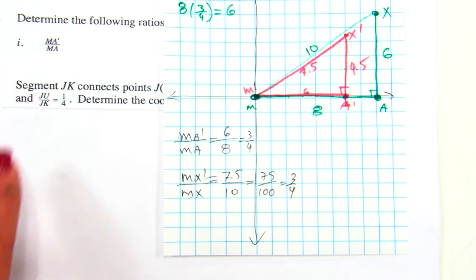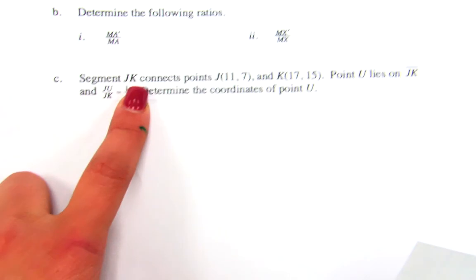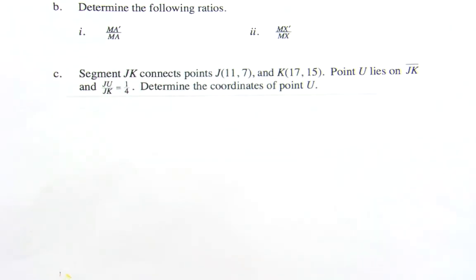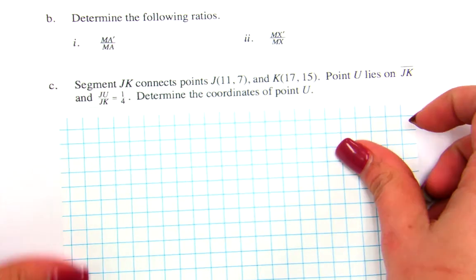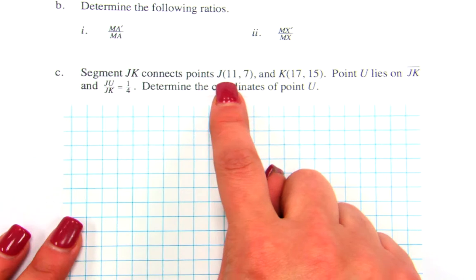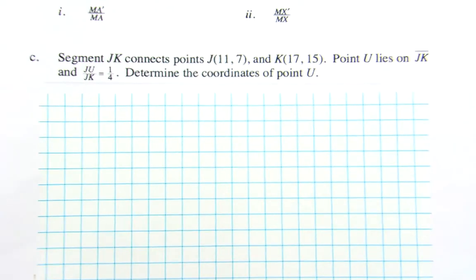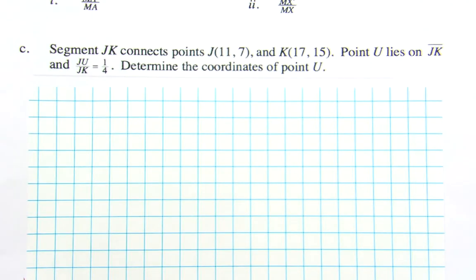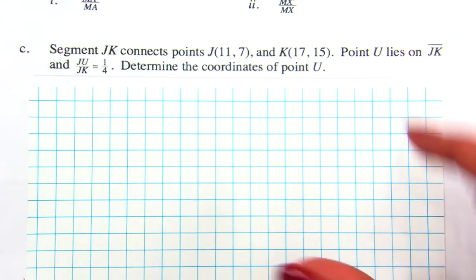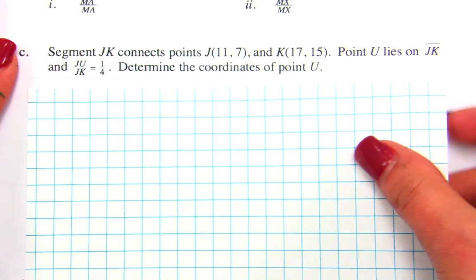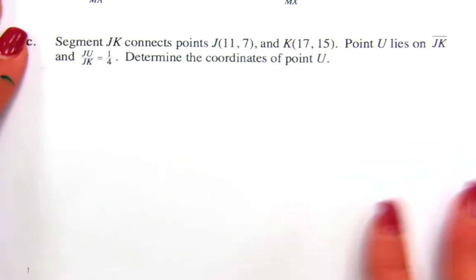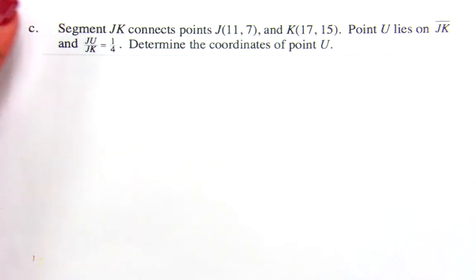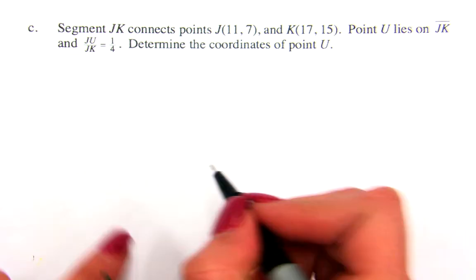Okay, so for part C, you're going to need another graph paper. And let's go with this one. It says segment JK connects points J (11, 7) and K (17, 15). If you really want to use graph paper, go for it. But I did this the easy way, and I'm going to do it the easy way right now, only because I don't have time to graph and count all the way up to 17 and 15 and all that other stuff. So I did it this way.